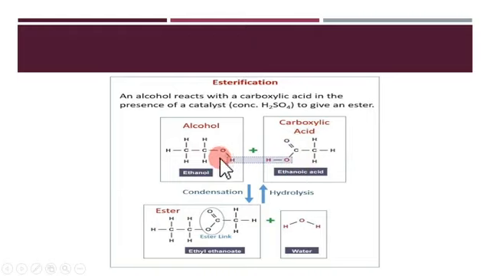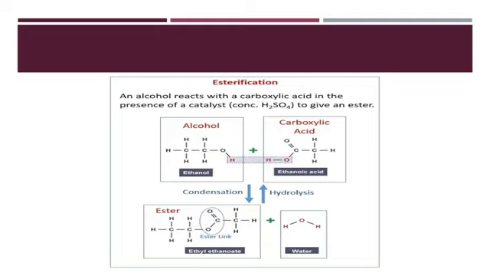Again, we take the hydrogen atom from alcohol and the OH from carboxylic acid. Now the H and the OH will give us our byproduct, water. Now when these two join together, they form the ester link, the functional group of the esters.